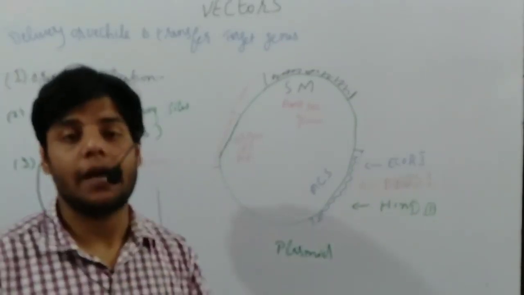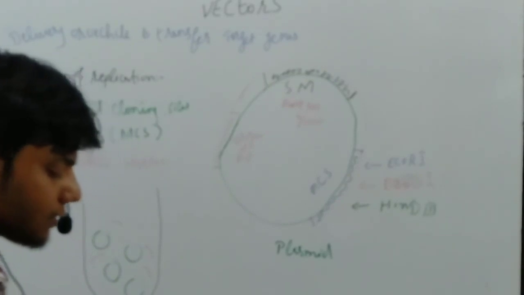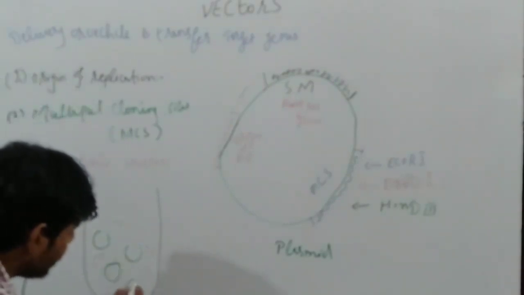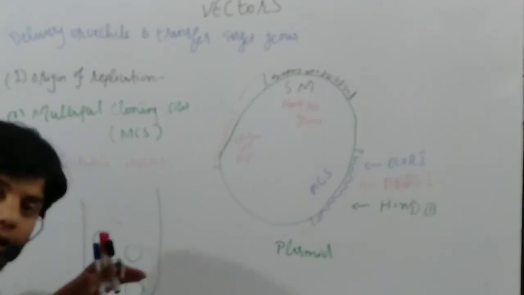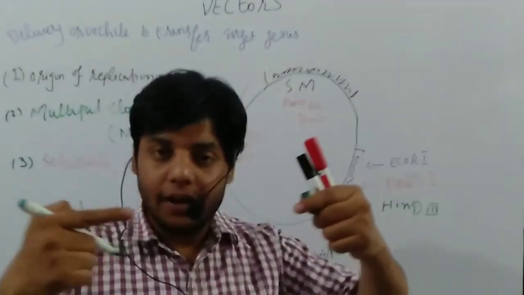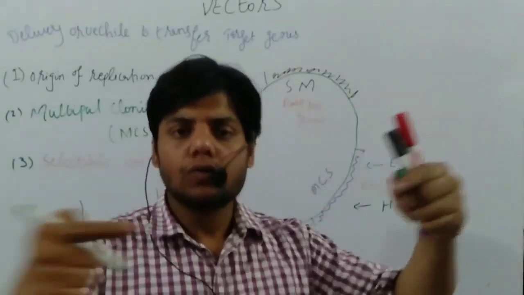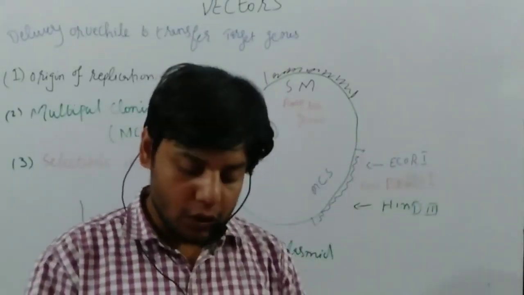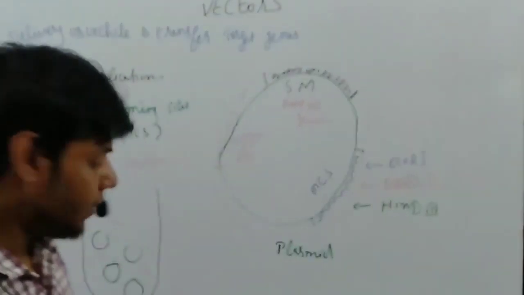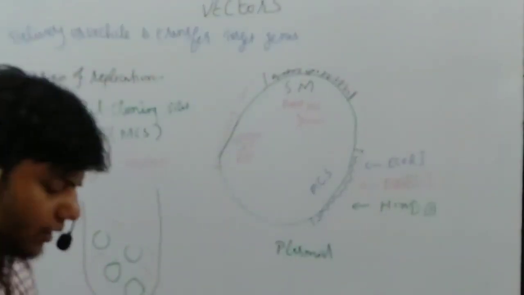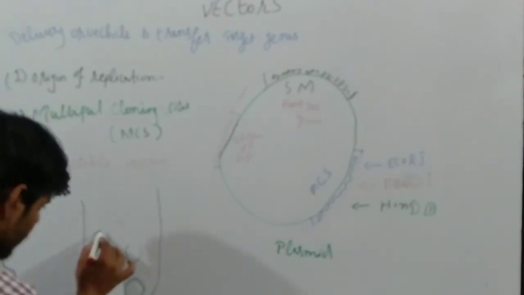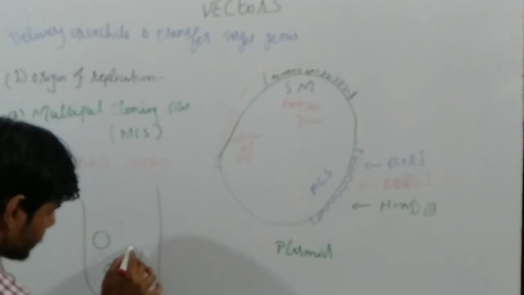Now the vector is cleaved by adding the restriction enzyme, and when the vector is cleaved, three possibilities can happen. The first possibility is that sometimes the vector self-anneals. The vector forms bonds with itself when each of the ends is compatible, so the sequences are connected with each other, and we call that self-annealing. Sometimes each vector can take up our gene of interest.